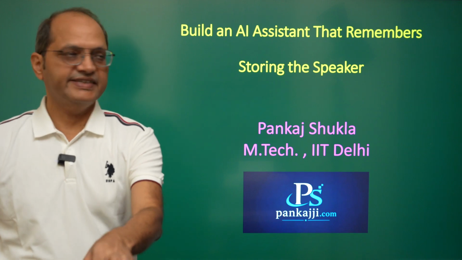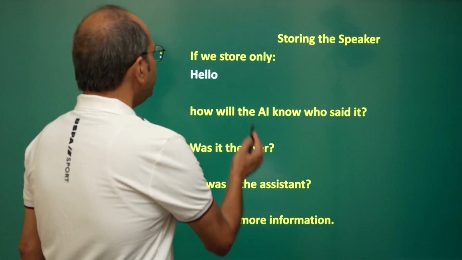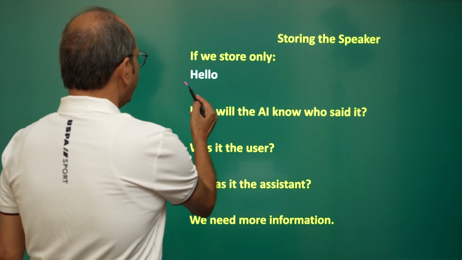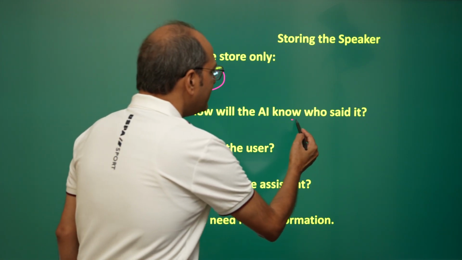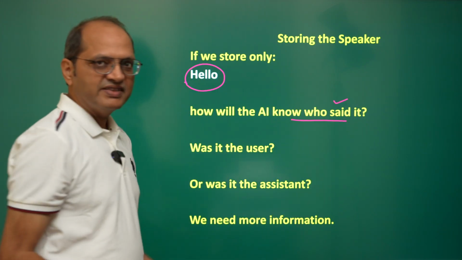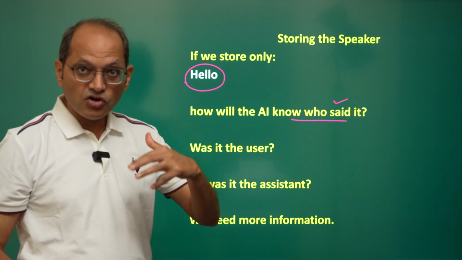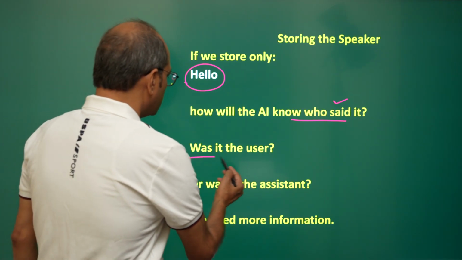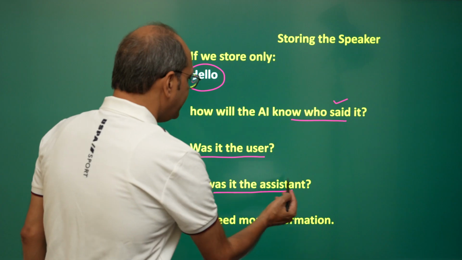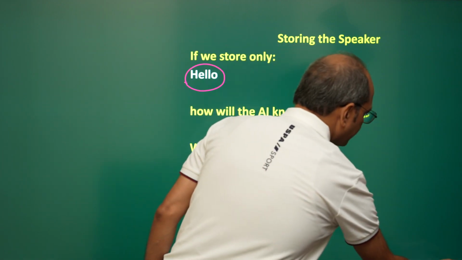Now move ahead. So if we store only the hello, that means the message, how will the AI know who said it? That means whether it has been said by the AI assistant or it has been said by the user. Was it the user or was it the AI assistant? We need more information.